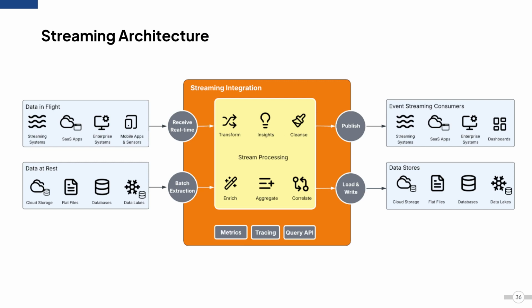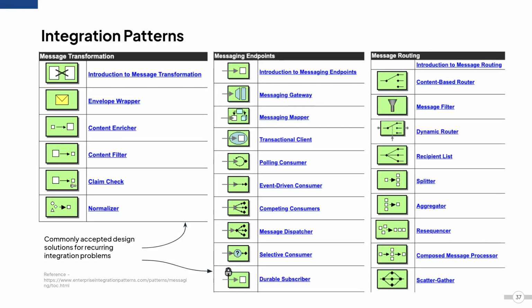When it comes to event integration, it may be related to streaming integration. And then finally, you may want to publish your correlated events, your aggregated events, enriched events into another streaming consumer or to a data store, something like that. So this is another type of architecture that you may employ into your enterprise integration architecture.